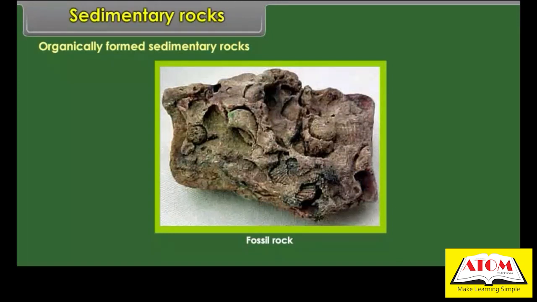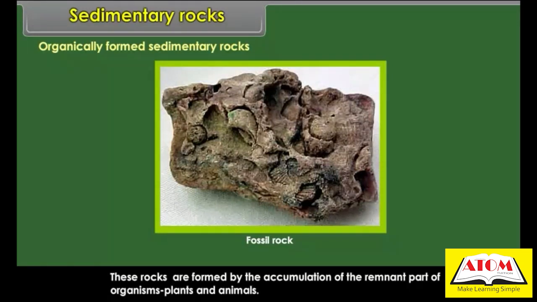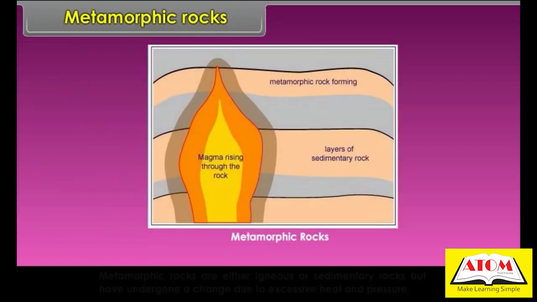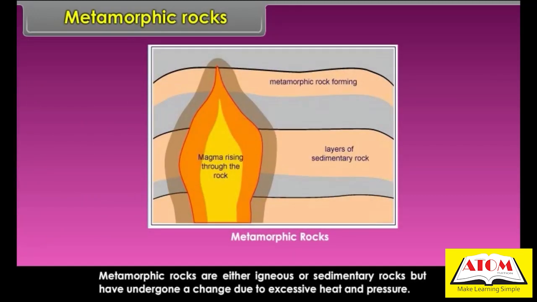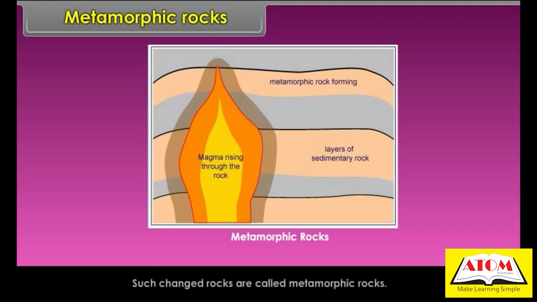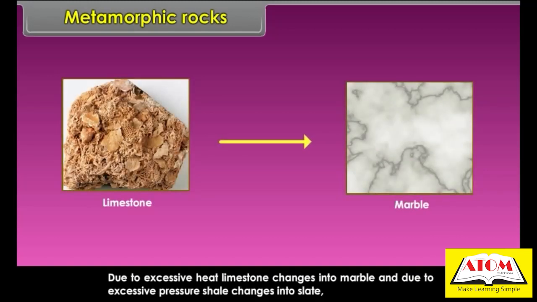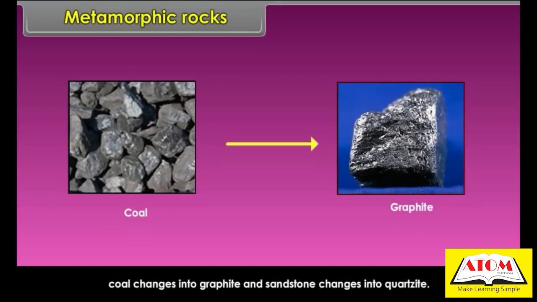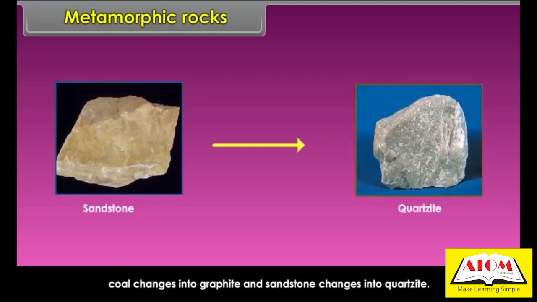Organically formed sedimentary rocks. These rocks are formed by the accumulation of the remnant parts of organisms, plants and animals. Coal, limestone, chalk, etc. are some examples of this type of rock. Metamorphic rocks. Metamorphic rocks are either igneous or sedimentary rocks but have undergone a change due to excessive heat and pressure. Such changed rocks are called metamorphic rocks. Due to excessive heat, limestone changes into marble, and due to excessive pressure, shale changes into slate, coal changes into graphite, and sandstone changes into quartzite.